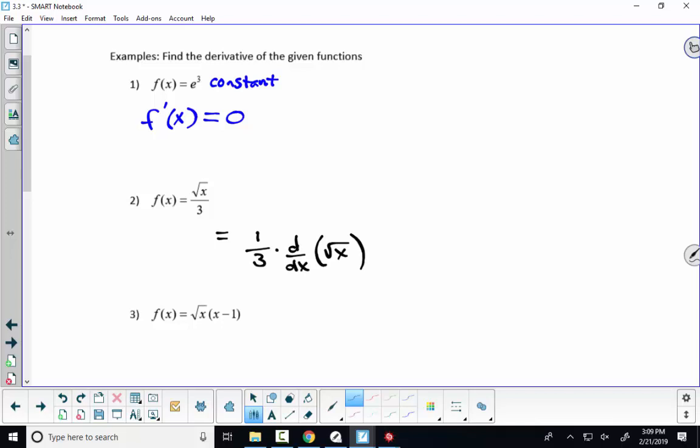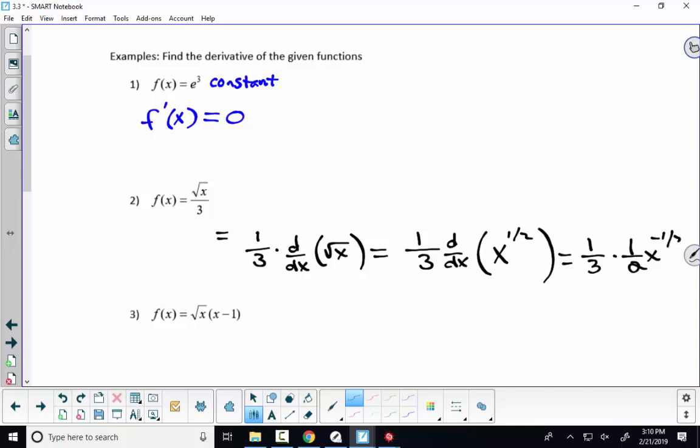We already looked at the derivative of the square root, but in case you forgot, we turn that into a power. That's 1/3 times the derivative of x to the power of 1/2. And then we use the power rule. So the 1/2 comes out to multiply x, and we subtract 1 from the original power. So we would say that the derivative f prime is 1/6 x to the negative 1/2.